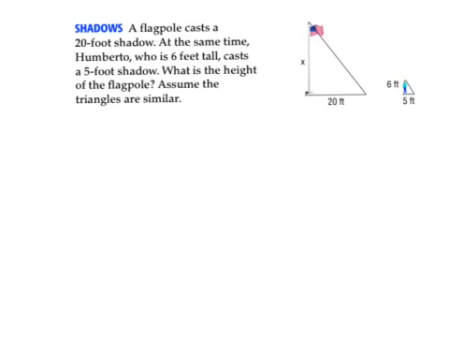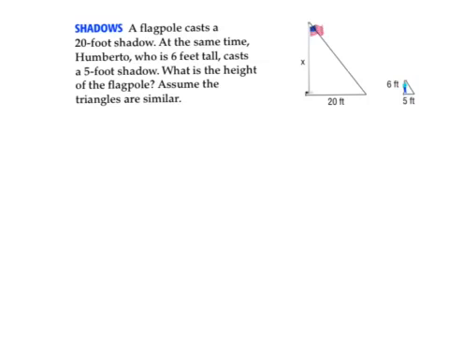Great, let's try a word problem. It's called shadows. A flagpole casts a 20-foot shadow. So look at your picture. There's your flagpole. There's your 20. At the same time that Humberto, who is 6 feet tall, casts a shadow of 5 feet. So he is 6 feet tall and his shadow is 5 feet. What is the height of the flagpole? Assume that the triangles are similar.